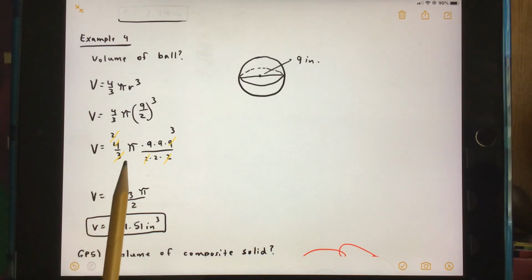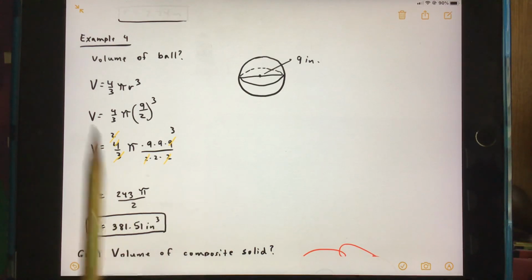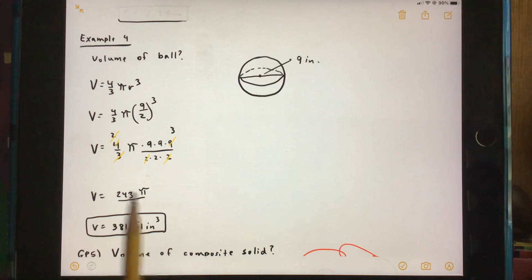So 4/3 stays, pi stays, and I'm writing out what 9 cubed means. It means 9 times 9 times 9. I'm writing out what 2 cubed means. It means 2 times 2 times 2. And then I did some canceling here because I can. And what remains only is 9 times 9 times 3. 9 times 9 is 81. 81 times 3 is 243.